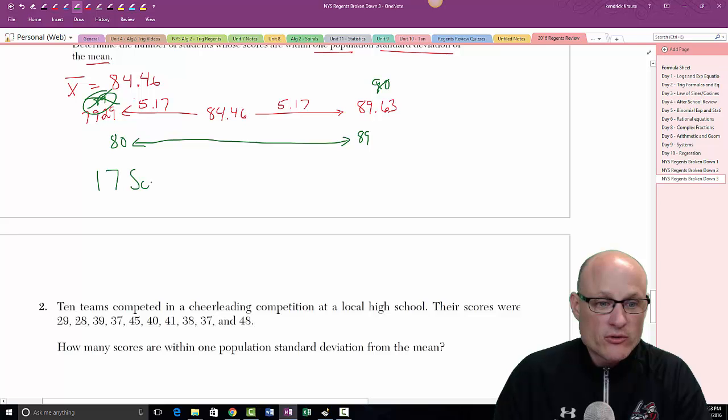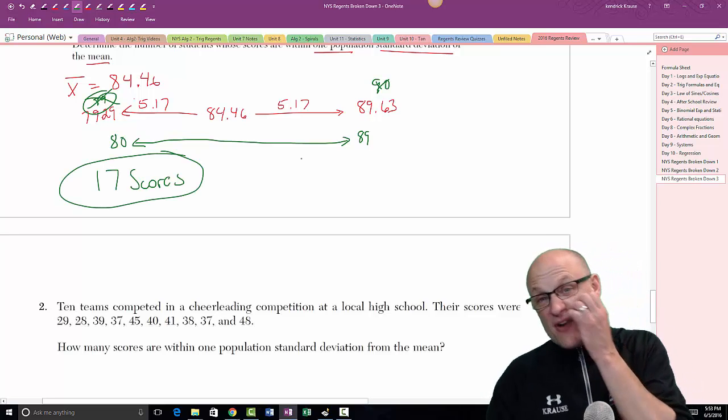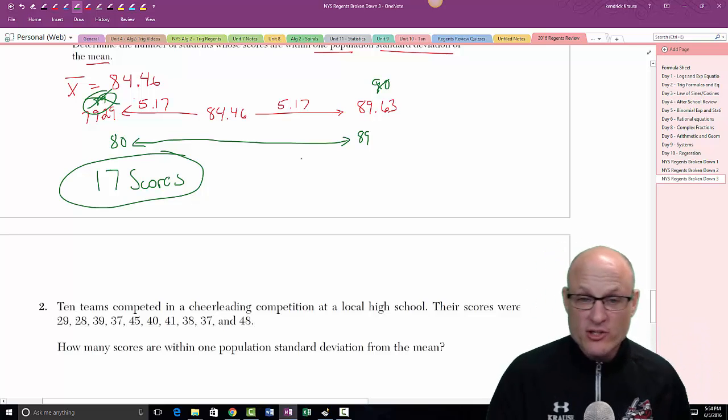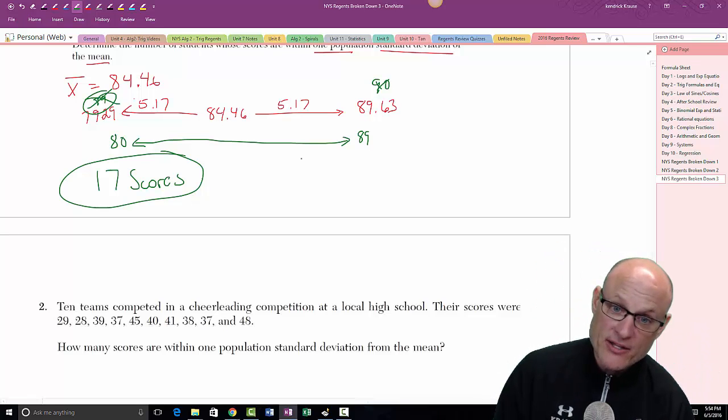17 scores is your answer. Now, just for fun though, and this has nothing to do with this problem, I am going to add something on this one.